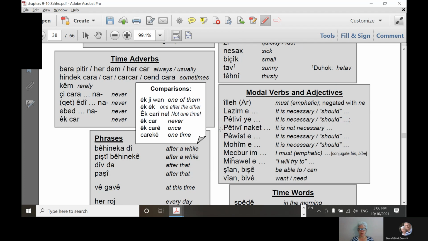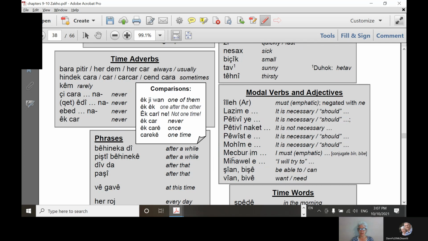And sometimes they do peywist when they write things. And you'll hear people say it too. It's getting more common because the students, the school kids are learning it as part of their reading in their school books. Mohim, majbur, these are not as common.